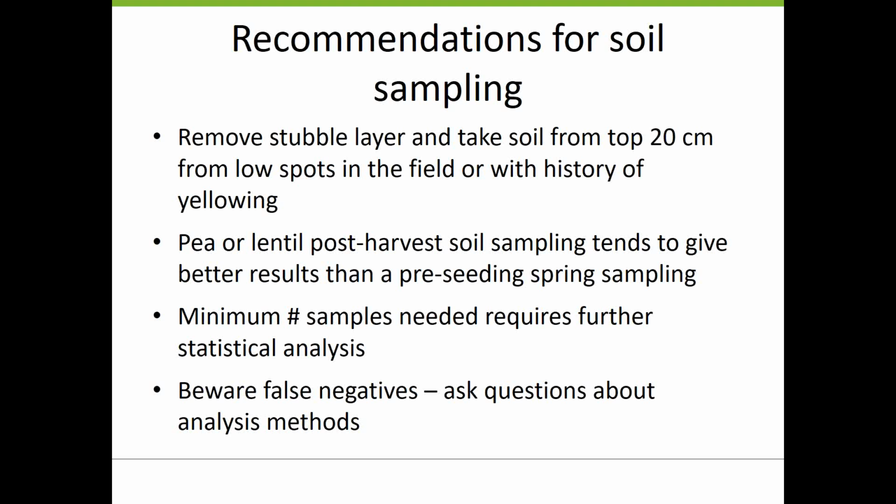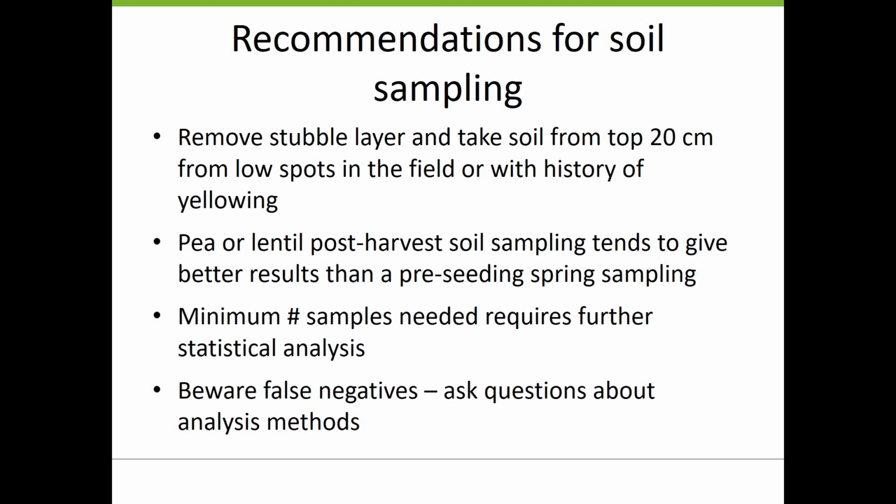But if you target those low spots or areas that you know have been problematic, you are likely to get a positive result. We have also found, and I didn't get into these results, that pea or lentil post-harvest soil sampling does tend to give better results than a preceding spring sampling. So that means that after you've grown your pea or lentil crop and you notice that maybe you're starting to develop a few yellow spots, that's the best time to go in and sample, rather than waiting 3 or 4 years until you go into that field again and then deciding to sample. And I think this just has to do with the oospores. As they go into dormancy, they become more and more difficult to extract the DNA from. So fresh oospores tend to give us better results than aged oospores.